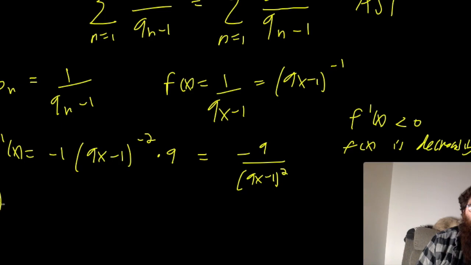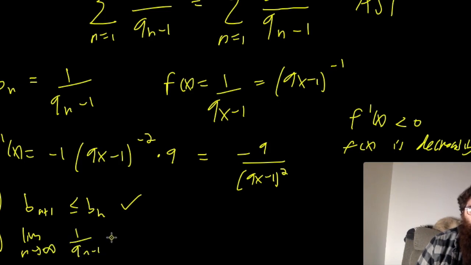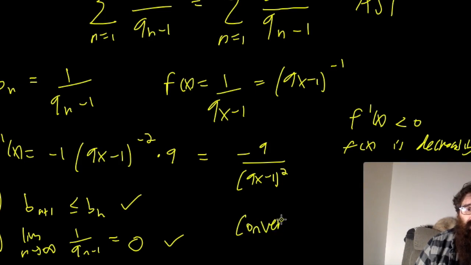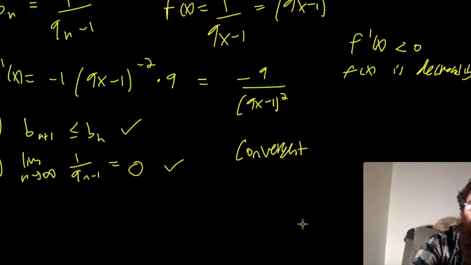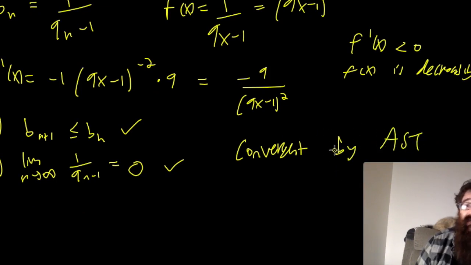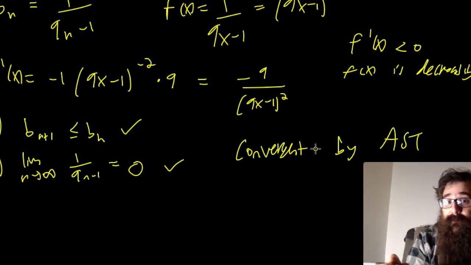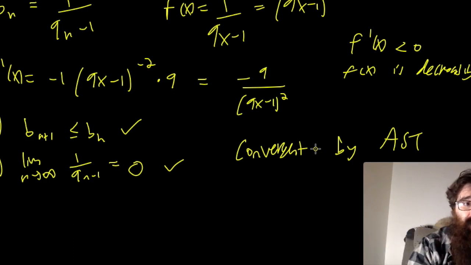So then I have that first condition that b sub n plus 1 is less than or equal to b sub n. So check. And then I want to take a look at the limit as n goes to infinity of b sub n, which is 1 over 9n minus 1. And as n goes to infinity, this is going to go to 0. So this is convergent by the alternating series test. So actually, -1 works. I checked the endpoint. I converge at that endpoint.